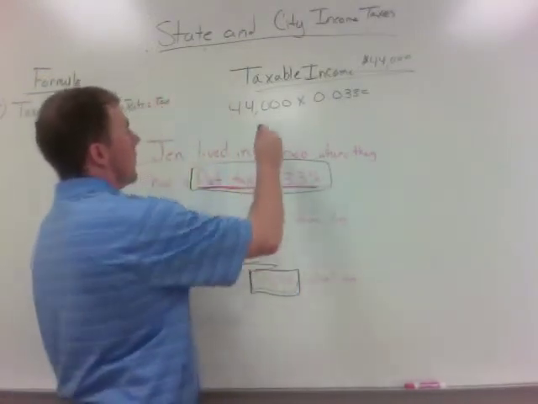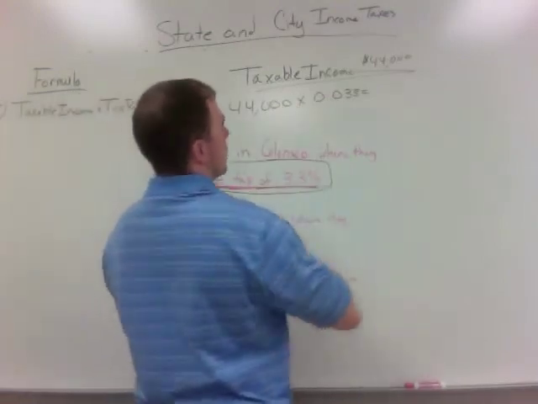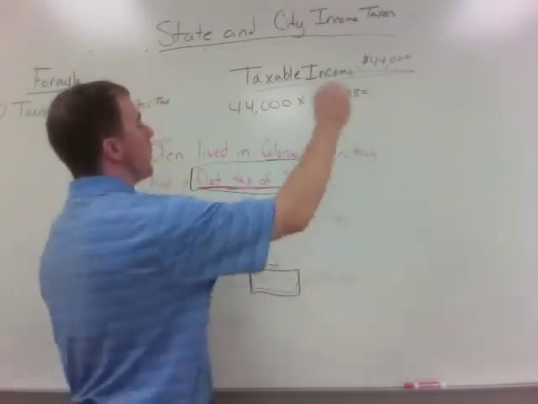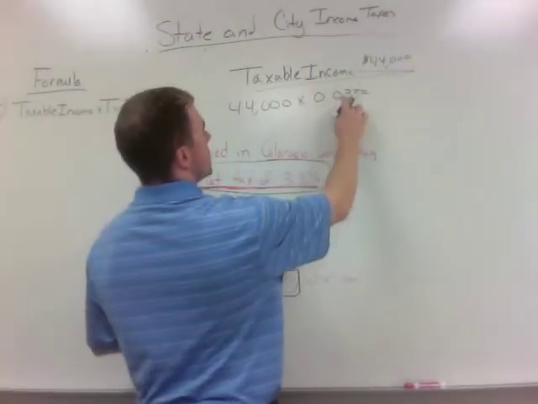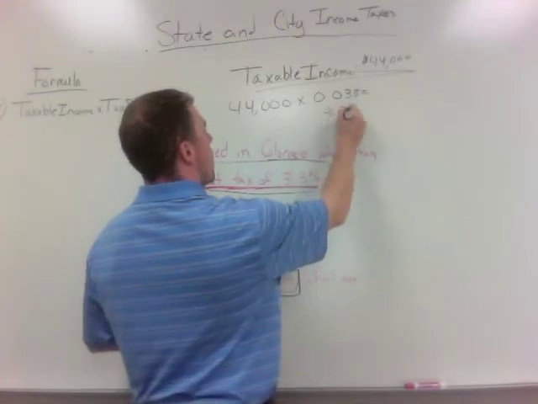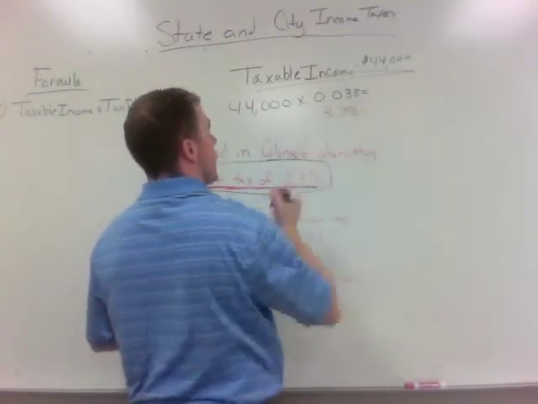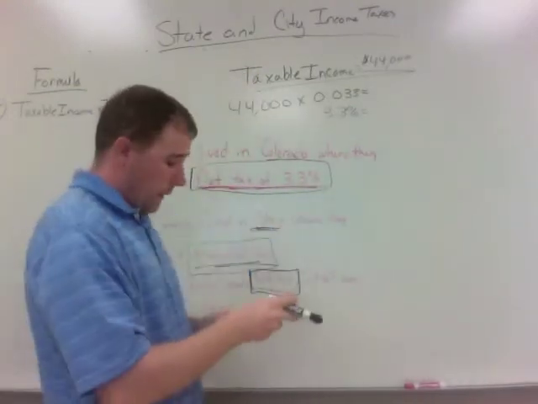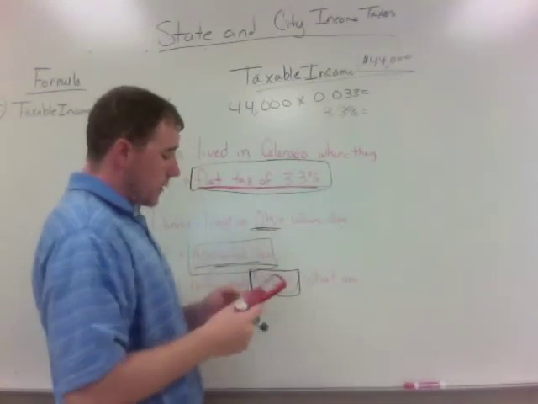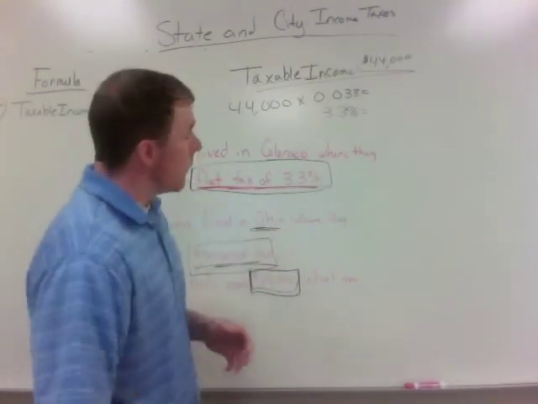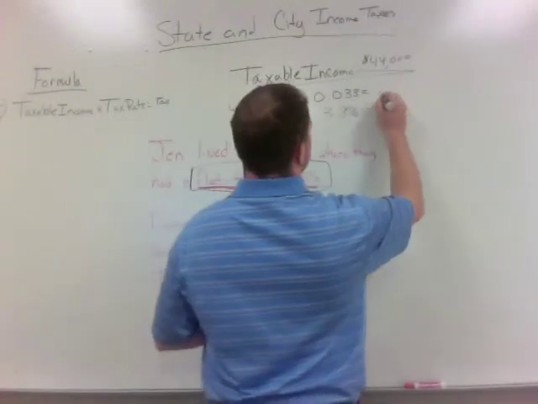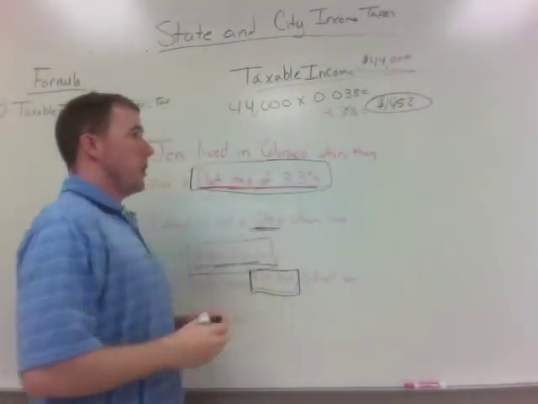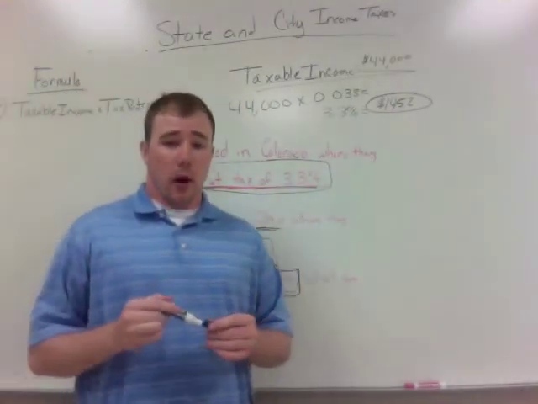So we have to figure out what their state taxes are. Let's get started here. Our taxable income is $44,000. To find the flat rate tax, you take 44,000 times 0.033, or 3.3%. However you want to do it, you can take it as a decimal or as a percentage, whatever is easier for you. You're going to multiply that 44,000 by 3.3%. That's going to give you $1,452. So, Jen's state tax was $1,452.